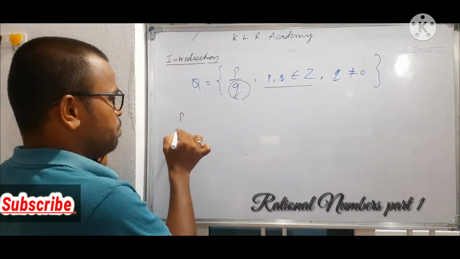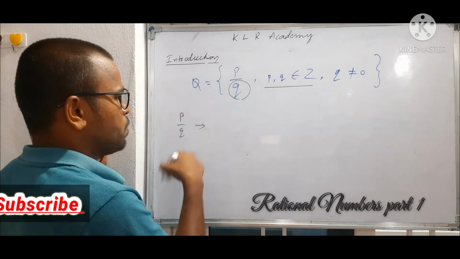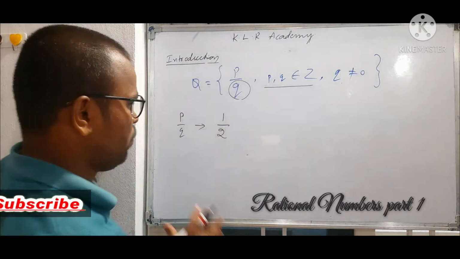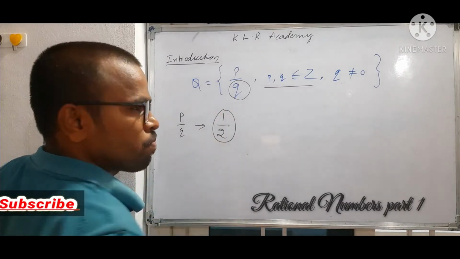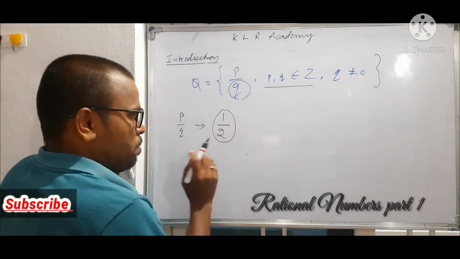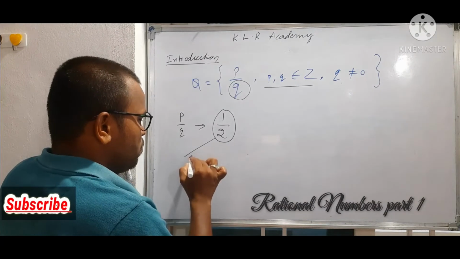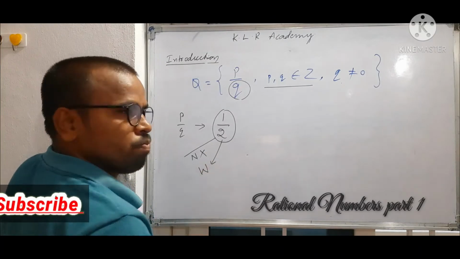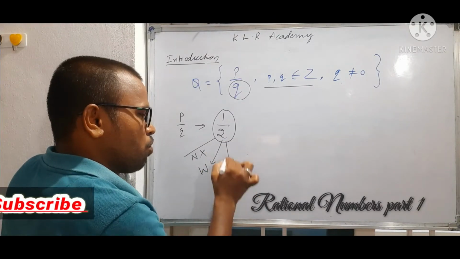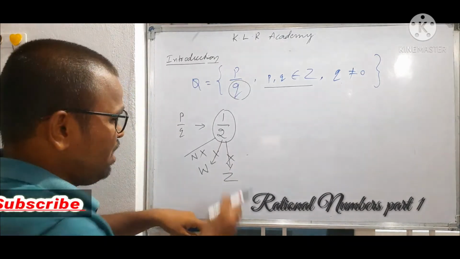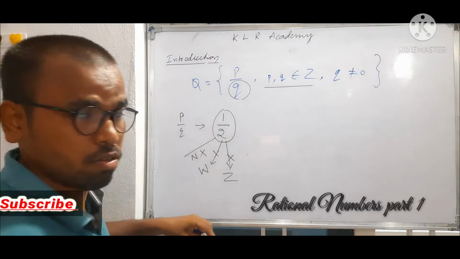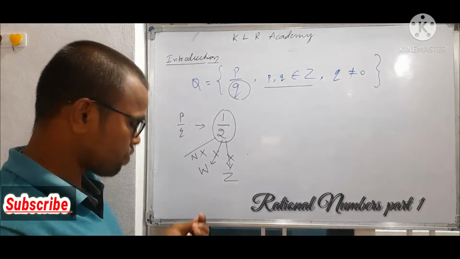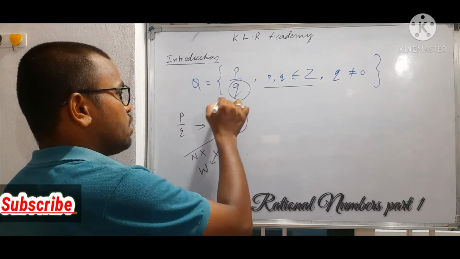In place of p, I'll take 1. In place of q, I'll take 2. Now take this number 1 by 2. Does this 1 by 2 belong to natural numbers? No. Does it belong to whole numbers? No. Does it belong to integers? No. So in any of these sets, this 1 by 2 does not belong. Then it is a part of the rational numbers.